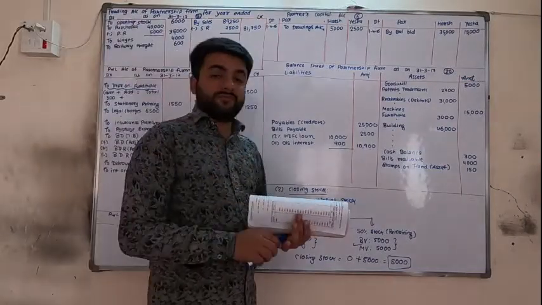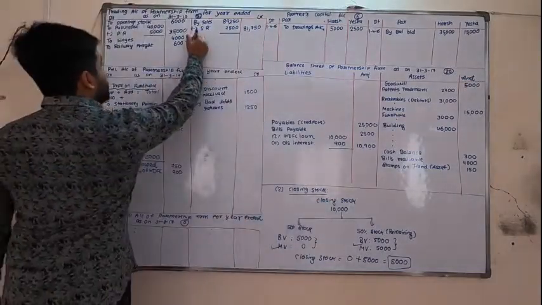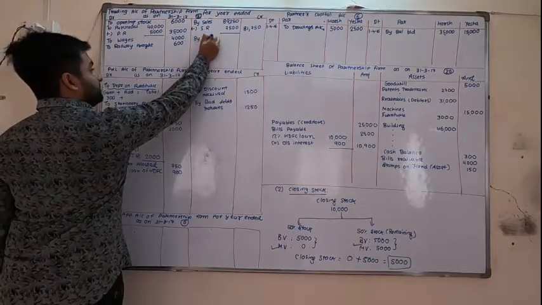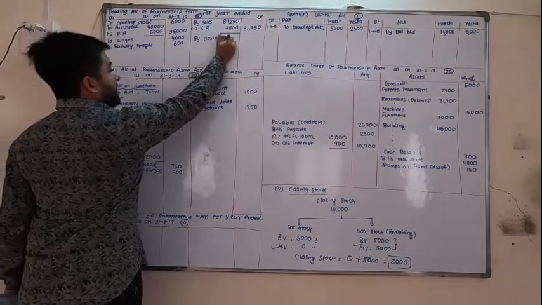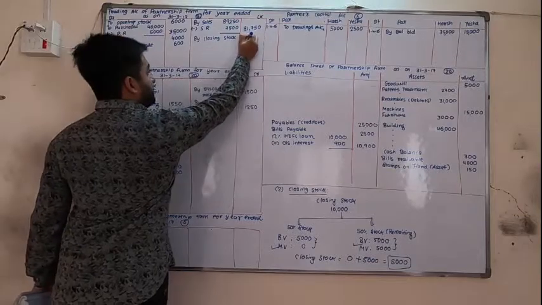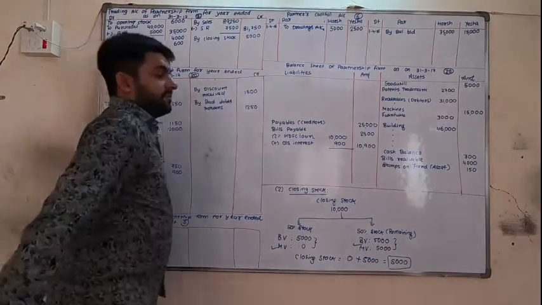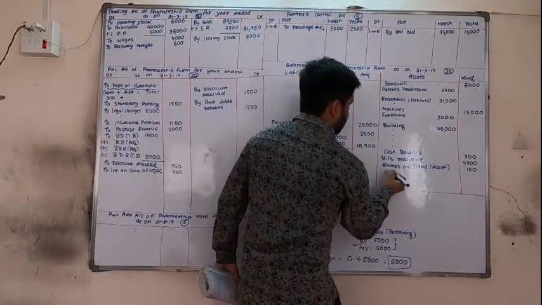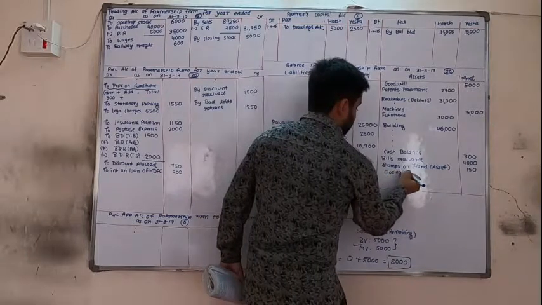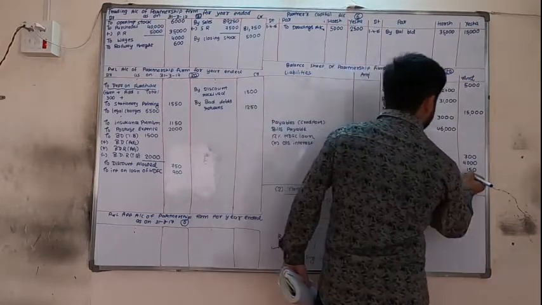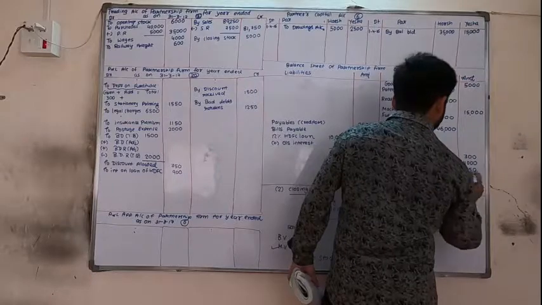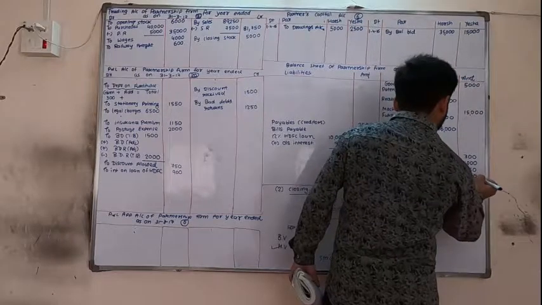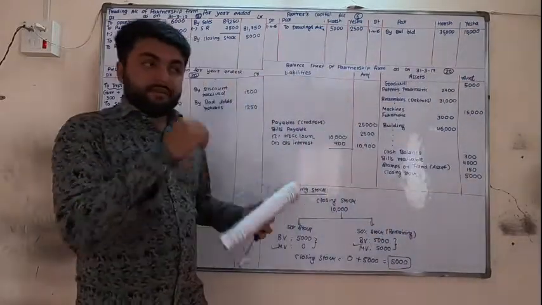So the two effects of stock: on the credit side of the trading account, by closing stock 5,000, and on the asset side, closing stock 5,000. Okay.